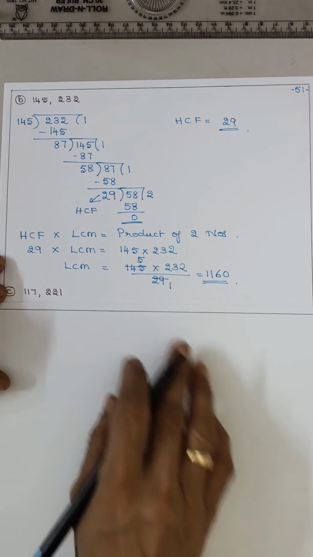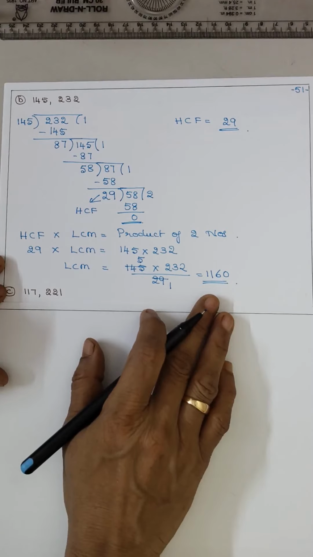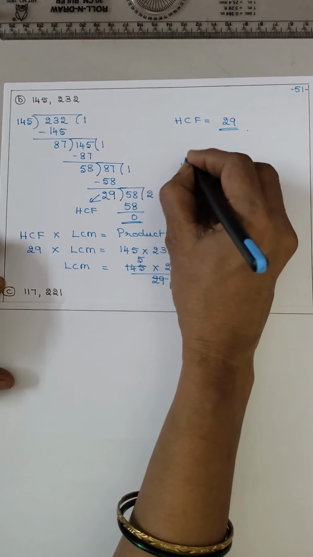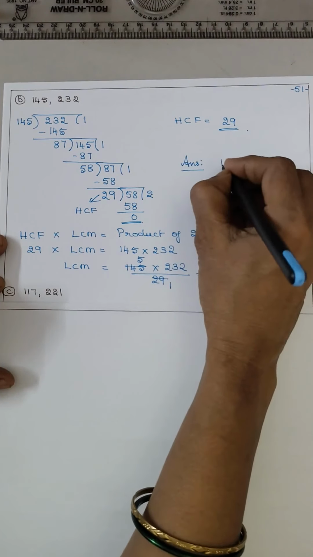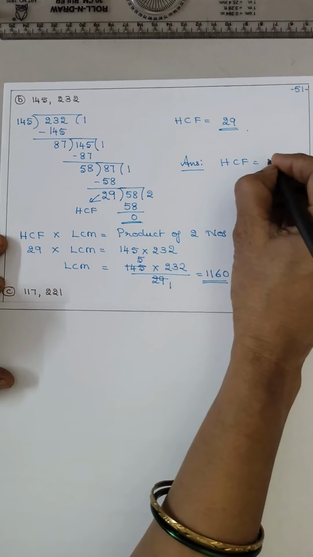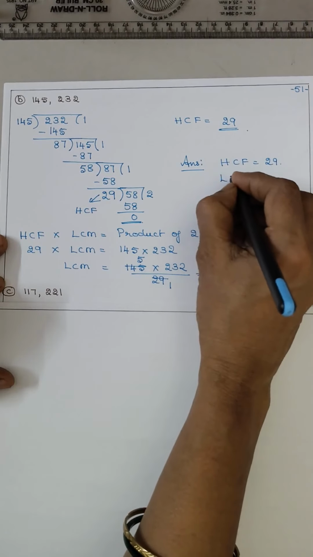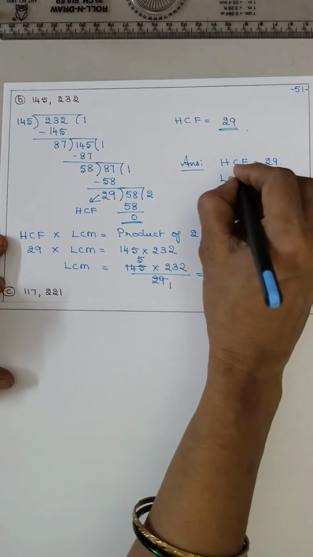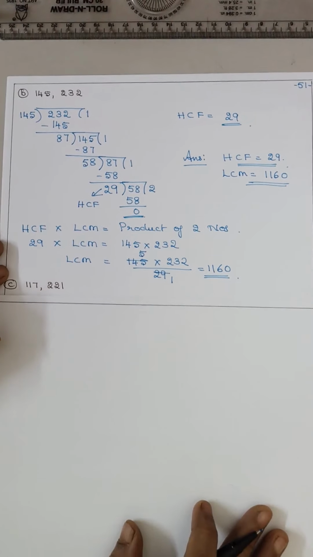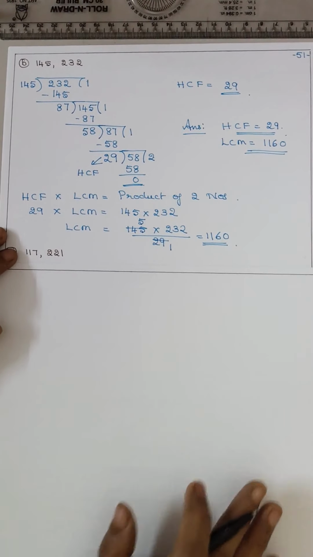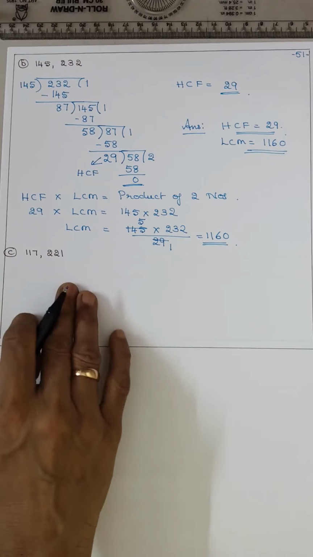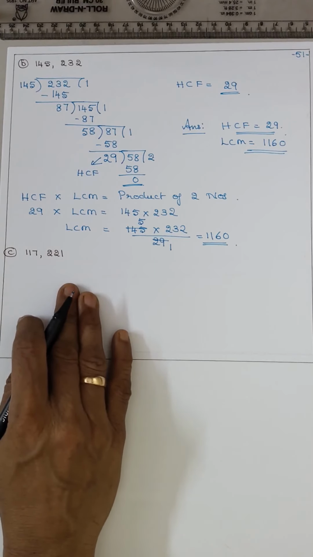So you got LCM is equal to 1160. So the answer, I'll write the answer here. HCF is equal to 29 and LCM is equal to 1160. Is it clear? They will give slightly bigger numbers, so you have to do it a little carefully, okay. Now again this is a big number.